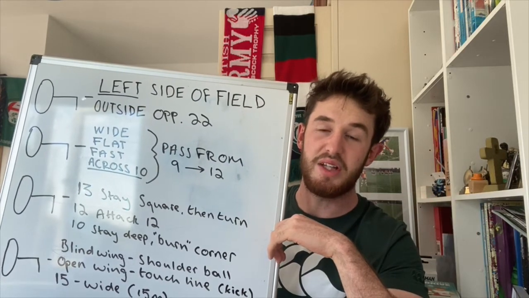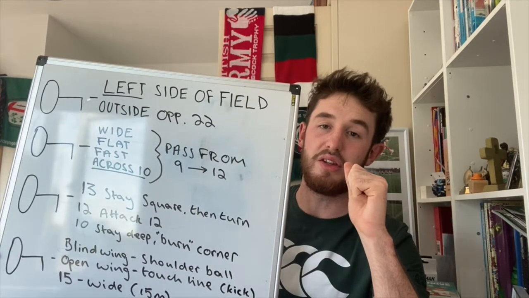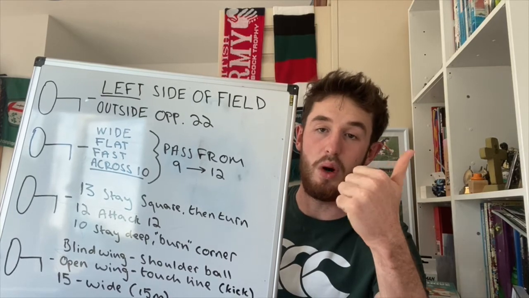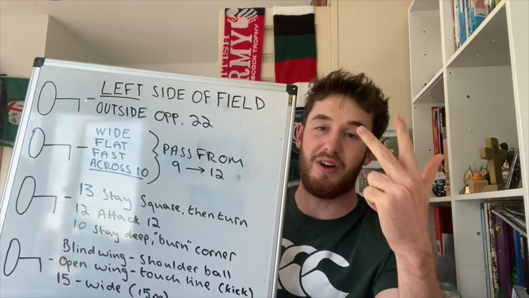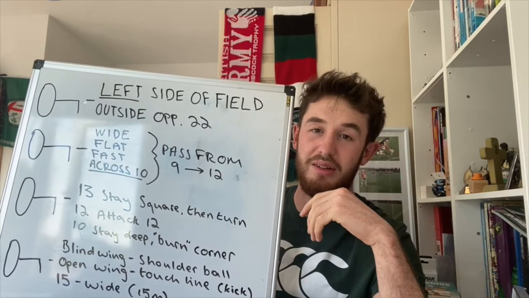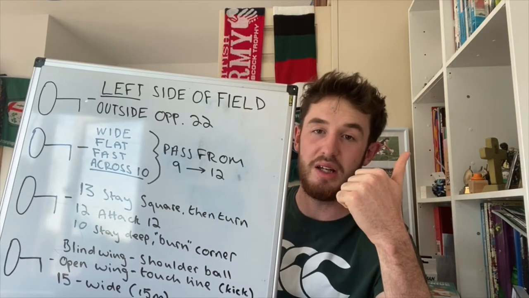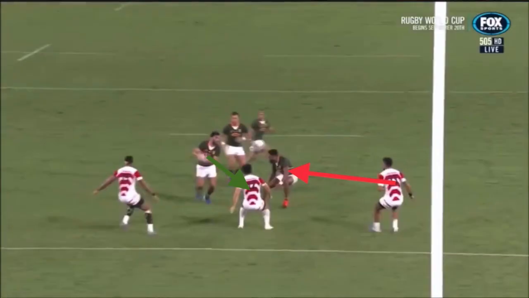Thirdly, it comes down to the scrum half. It is key that the scrum half's pass is wide, flat, fast, and across the face of 10. It is key for the pass to be wide, but to allow the 12 to line up opposite the defensive 12.